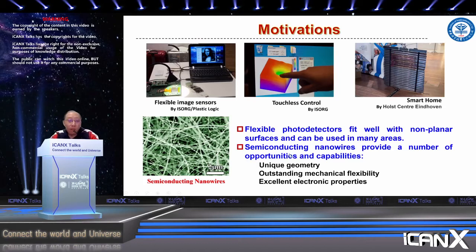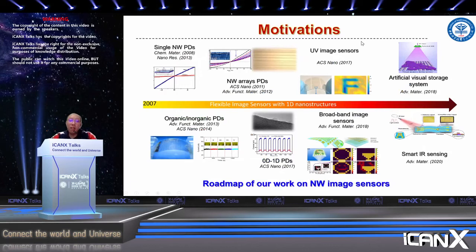In my group, we mainly use semiconductor nanowires to make these flexible photodetectors, because semiconductor nanowires provide a number of opportunities and capabilities. For example, nanowires have very unique geometries, very outstanding mechanical flexibility, and also excellent electronic and optoelectronic properties. All this makes nanowires a very good candidate for flexible image sensors. This slide shows the roadmap of our work on nanowire image sensors. We began our work in about 2007.